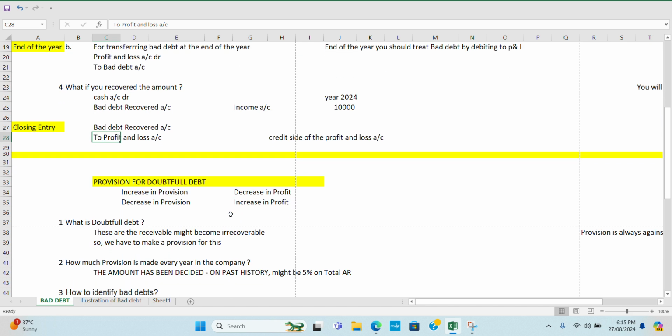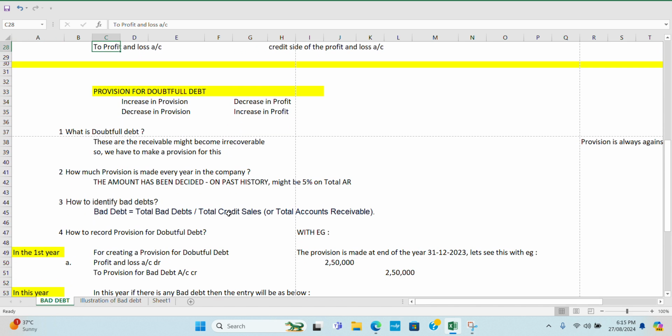So the next topic is provision for doubtful debt. We are making a provision for doubtful bad debt. You all know what is bad debt: an unrecoverable account is bad debt. So what is doubtful? When you say doubtful, that means we might not get this amount. These receivables might become irrecoverable, so we have to make a provision for this.